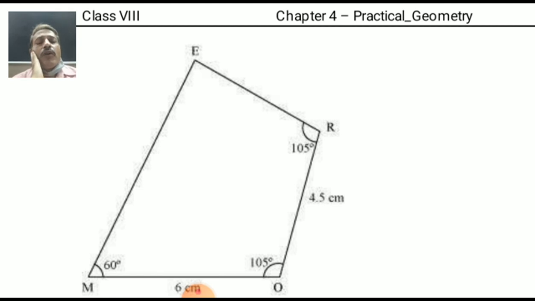My quadrilateral MORE is on your screen, where angle M is 60 degrees, angle O is 105, angle R is 105, and my 2 sides are there. MO is 6 cm and OR is 4.5 cm. Clear? Now with the help of a pair of compasses and a scale, yes, don't forget the pencil and rubber eraser. Will you draw it? Why not?